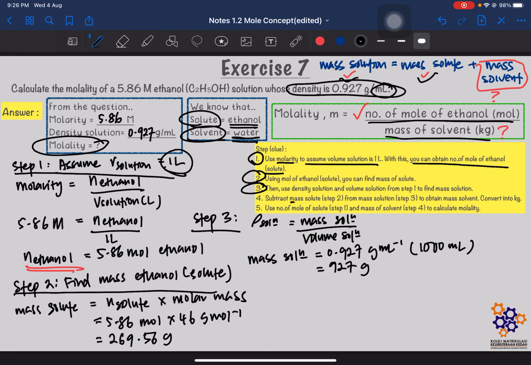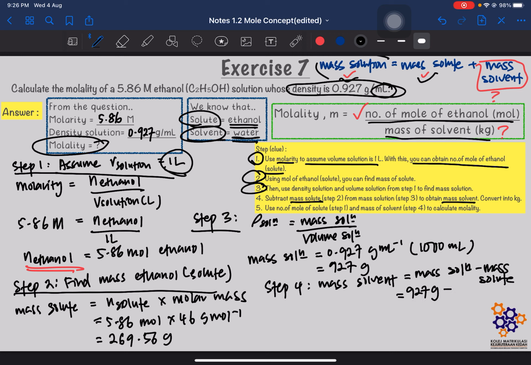We want to obtain the mass of solvent. So we can subtract the mass of solute from the mass of solution to get the mass of solvent. So step 4, we know that mass of solvent is equal to mass of solution minus mass of solute. Mass of solution here is 927 gram minus the mass of solute, 269.56 gram. So you will get the mass of solvent here is 657.44 gram. And we need to convert it into kilograms, so divided by 1000. So you will get 0.6574 kilogram. Okay, so we settle step 4.